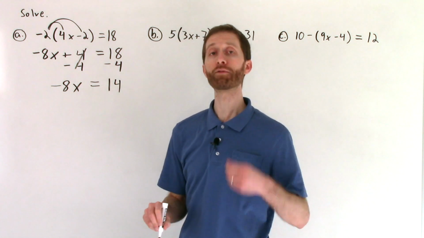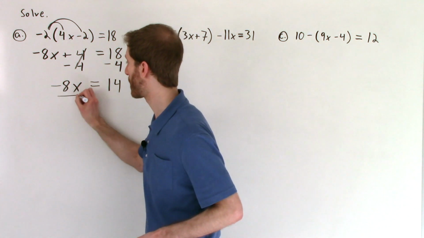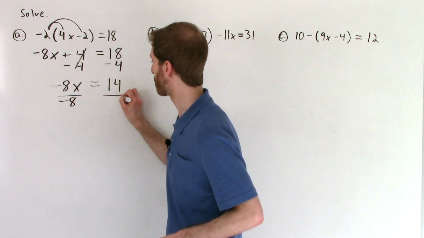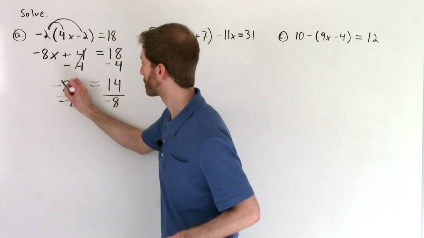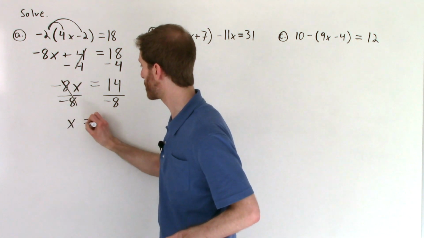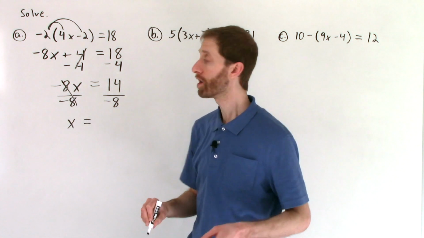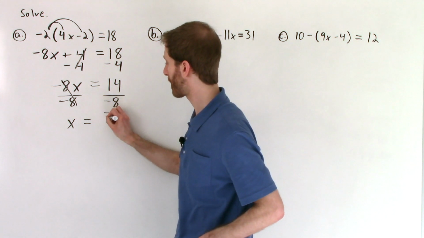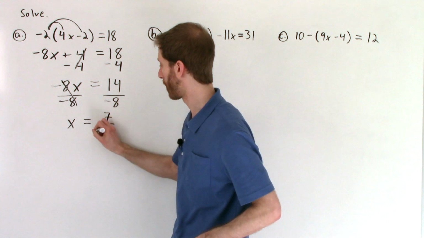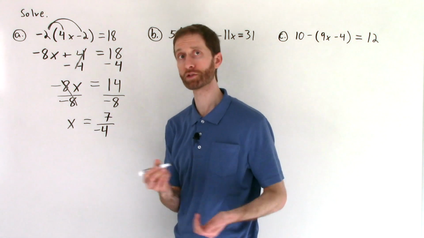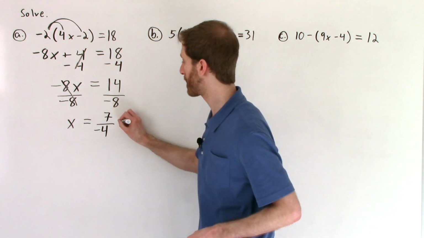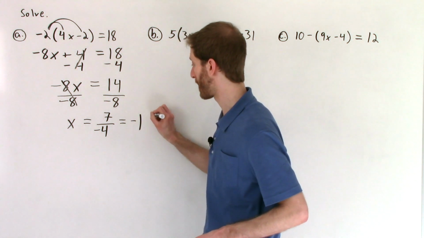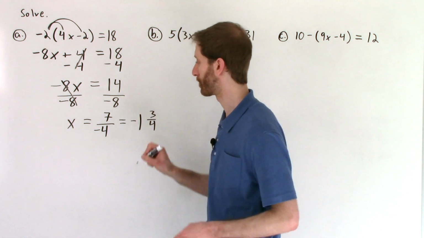Now to finish this off, we undo multiplication by -8 by dividing by -8 on both sides. That leaves us with x is equal to 14 divided by -8. Well, there's a common factor of 2 here. So 14 divided by 2 is 7, 8 divided by 2 is 4. So -7/4 or 7 over -4. And as a mixed number, if you needed to write it that way, that'd be -1 3/4. However you needed to write it.